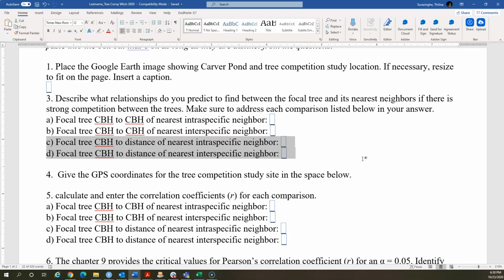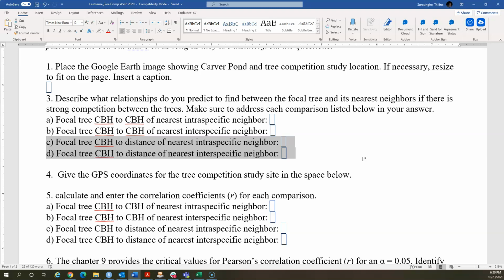In other words, if competition exists, whether it is intra-specific or inter-specific, you will see a positive correlation between circumference at breast height and the inter-neighbor distance, or between neighbor distance. So that's actually one hint towards you. Try to apply the same logic between circumference and circumference.